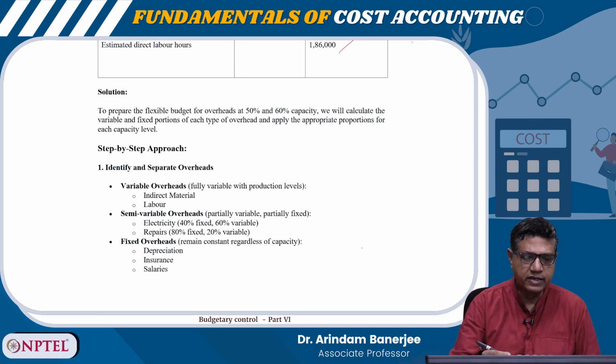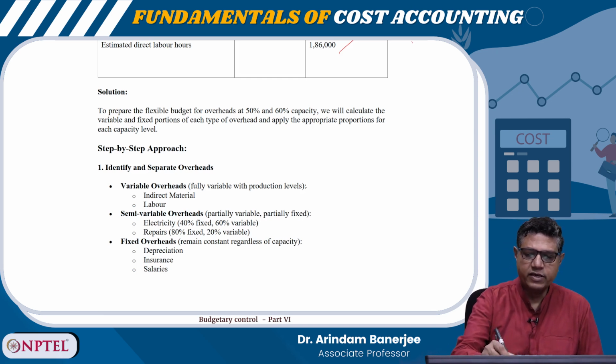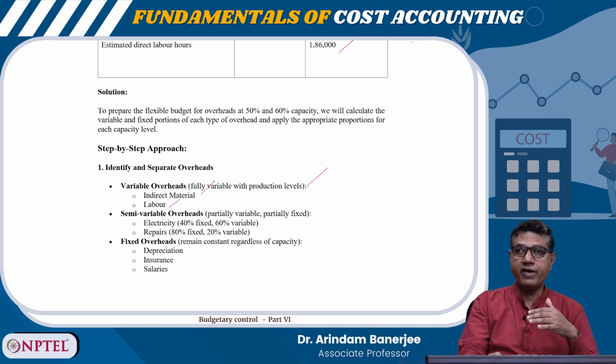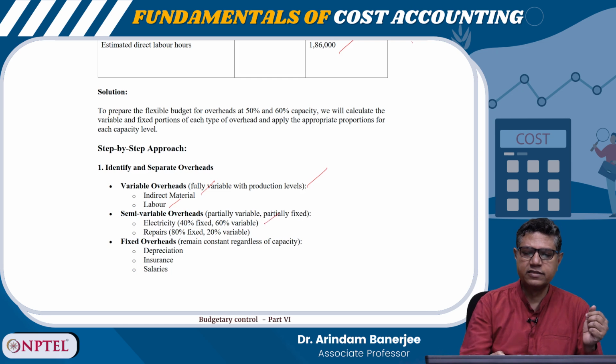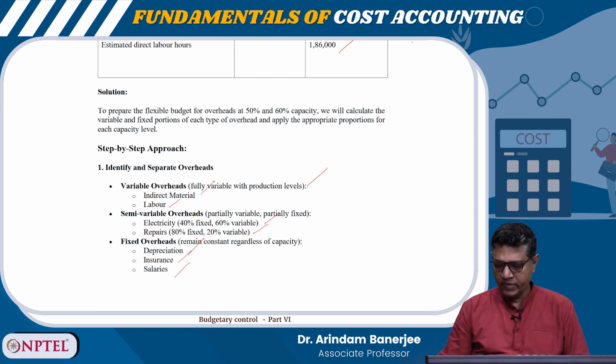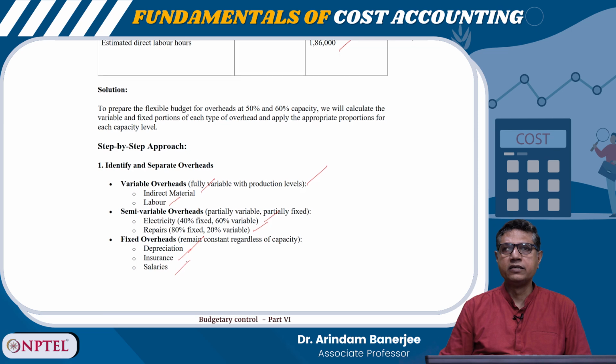Now in the problem it is given that variable overheads, which are fully variable with production levels, are indirect material and labor. There are semi-variable overheads, that is, which vary with the level of production but not proportionately, partially variable, partially fixed. Like electricity, which is 40% fixed and 60% variable. Repairs is 80% fixed and 20% variable. There are fixed overheads which remain constant regardless of the capacity utilization: depreciation, insurance and salaries. So this is the basic information given.